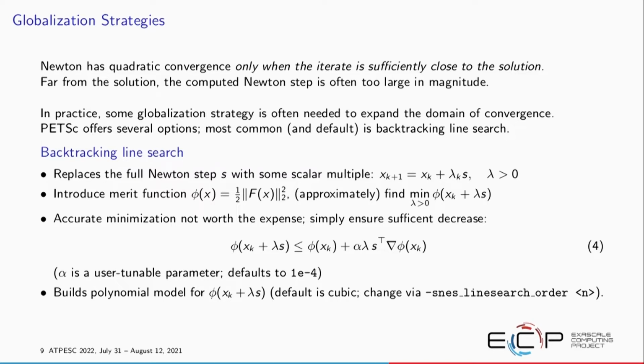The most common one and the default is a backtracking line search. What that does is it just replaces the full Newton step with some scalar multiple of it, and you do this by introducing some merit function with a form like this. And then you want to approximately solve this minimization problem, but you don't actually want to solve it very accurately because that's expensive. You just need to do something to get sufficient decrease. And you build a polynomial model for doing this. In PETSc, the default is cubic, but this is, again, something that you can just change with our runtime options. You can just change the polynomial order there.